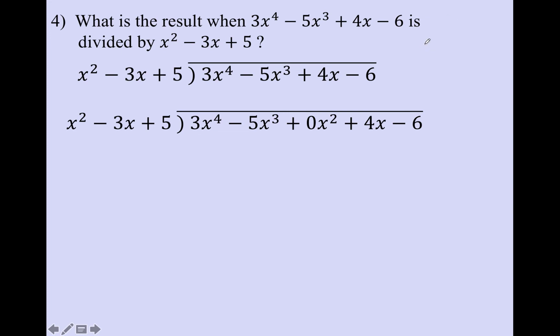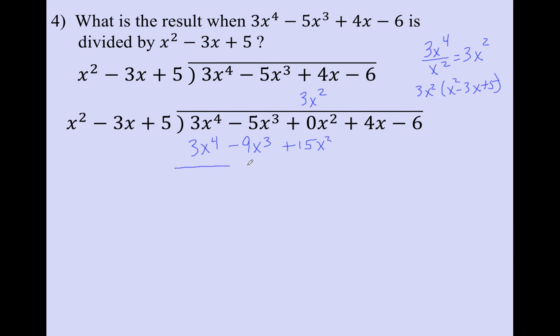I'm going to come up here, take our first number, 3x to the 4th, divided by x squared. That's going to be 3x squared. Put that over here. Then we're going to do 3x squared times x squared minus 3x plus 5. So it's just a trinomial now. It's no big deal. So that's going to be 3x to the 4th minus 9x to the 3rd plus 15x squared. Draw our line, parentheses, subtract.